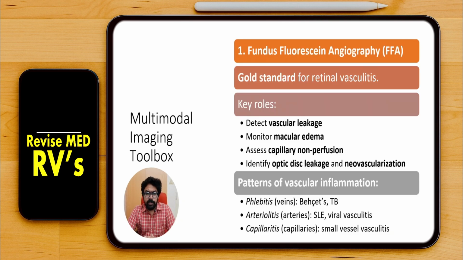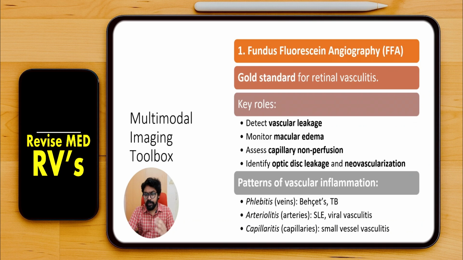Fundus fluorescein angiography is now considered the gold standard for retinal vasculitis. Its key role is to detect whether vascular leakage is there, and to monitor macular edema. But now we are actually using OCT to assess the macular edema, which will give a more accurate measure of this edema than FFA. FFA is also used to assess capillary non-perfusion areas, and to identify optic disc leakage as well as neovascularization. The pattern of vascular inflammation from FFA is very crucial.